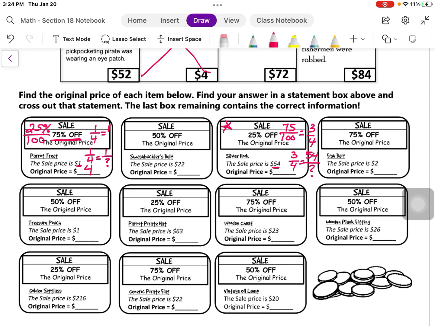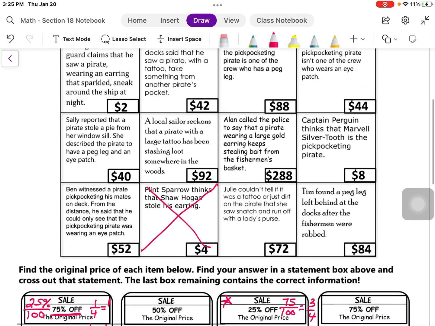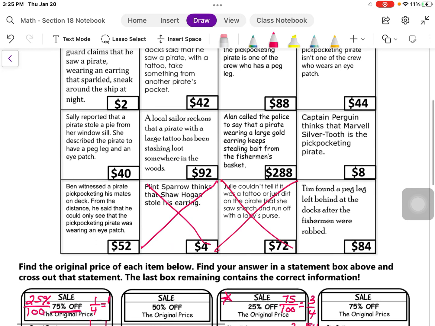Got to figure out what I'm going to scale up by. 3 times what gives me 54? Well, in order to find that out, I could divide 54 by 3, and that would be 18. So then I can take 4 times 18, and when I do that, I end up finding out that 4 times 18 is $72. Go back up here. Oh, there's $72. That is not the clue I want.